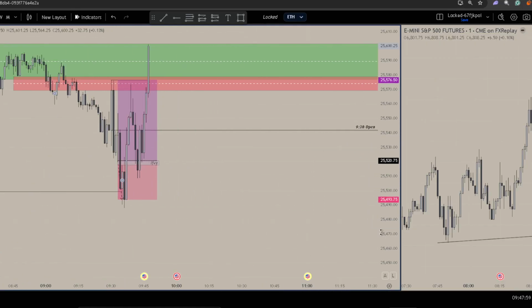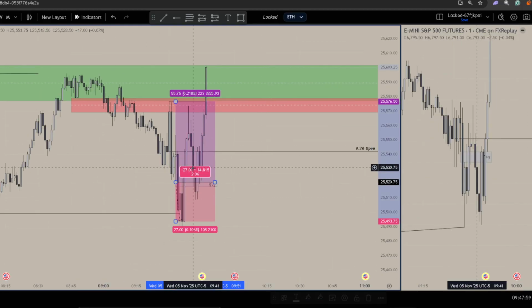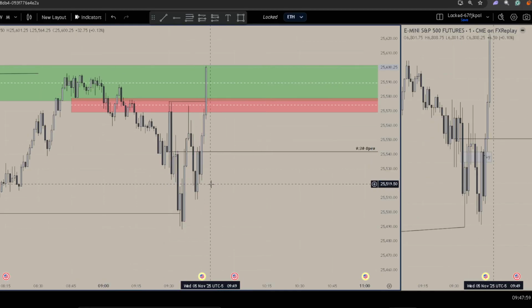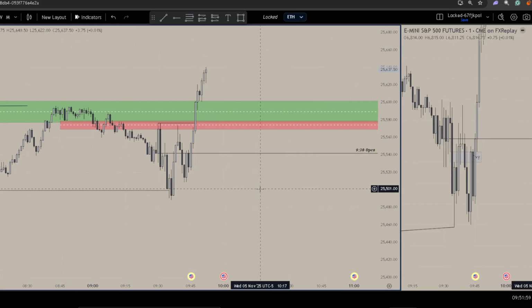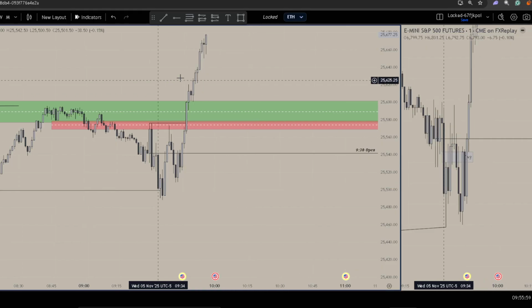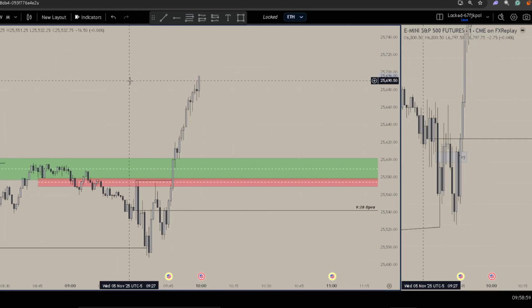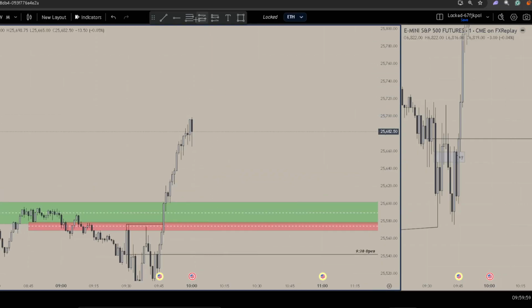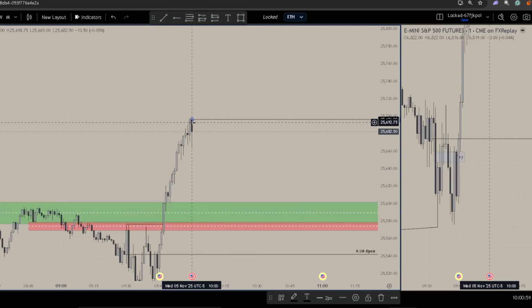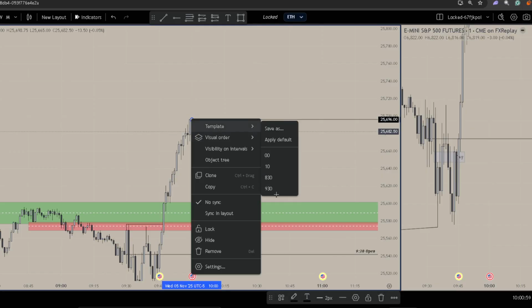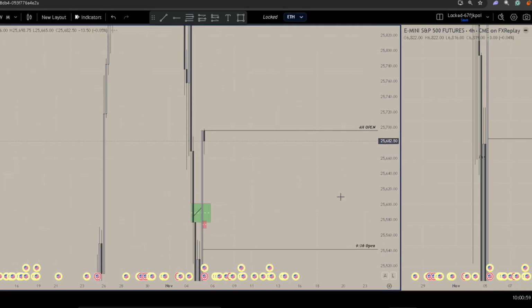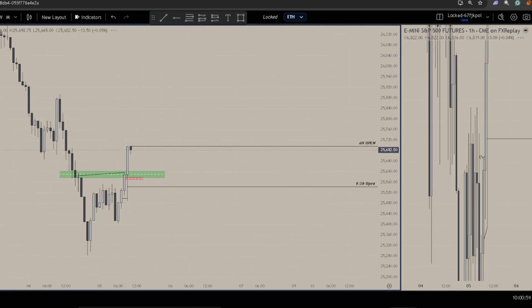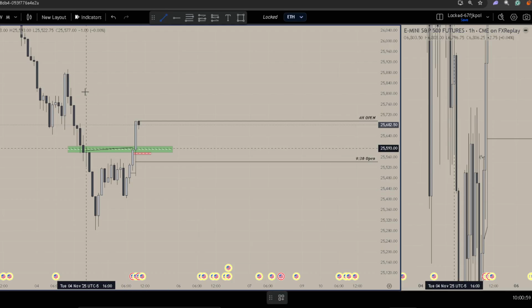And then it's only 9:47, so we're just gonna let this play out and then wait for the 10 a.m. PO3 to play out. Okay, so we're just going, boom, 10 a.m. open. What are we gonna do, continuation or reversal? Let's see.